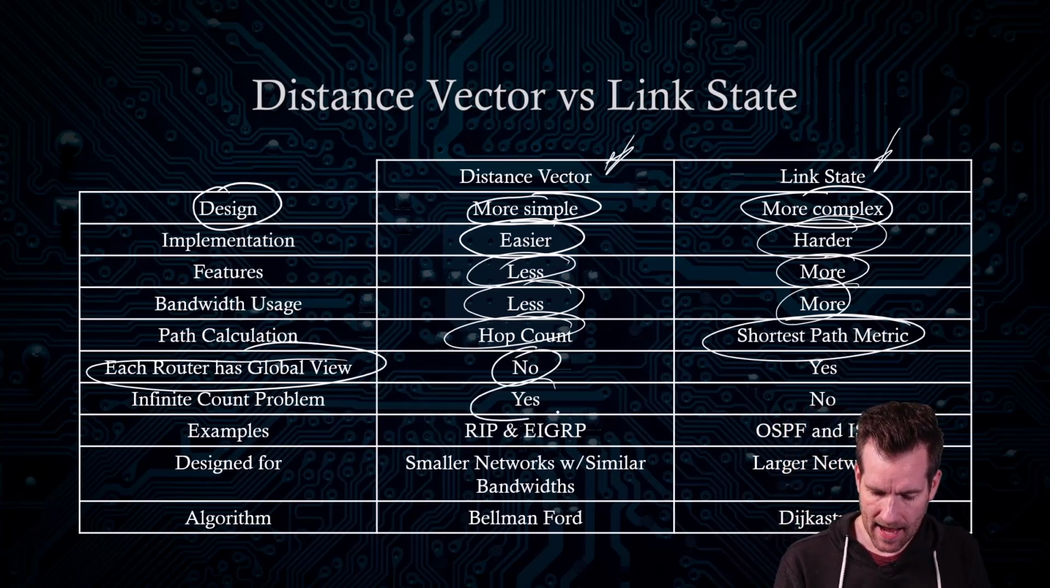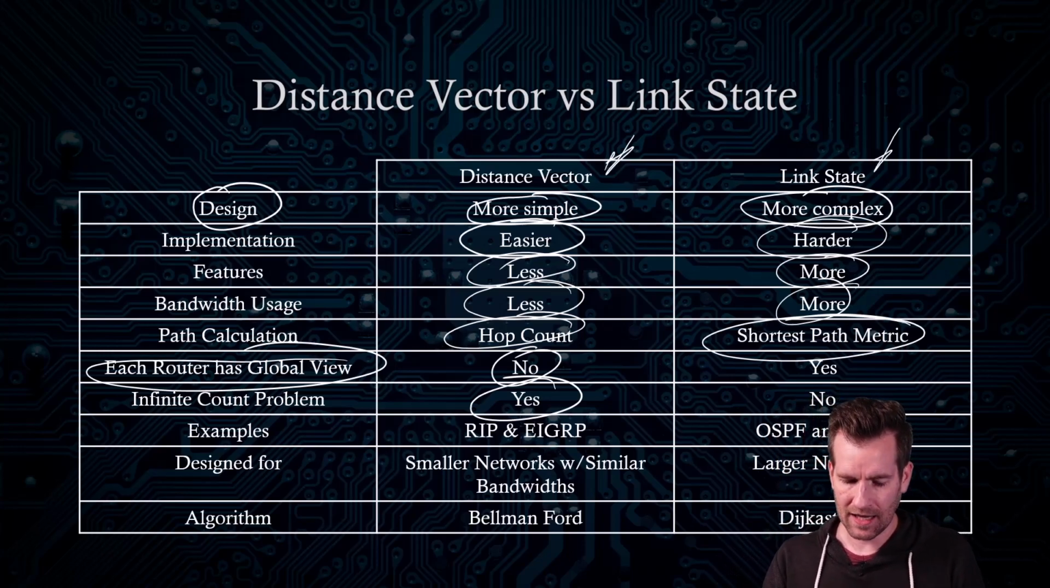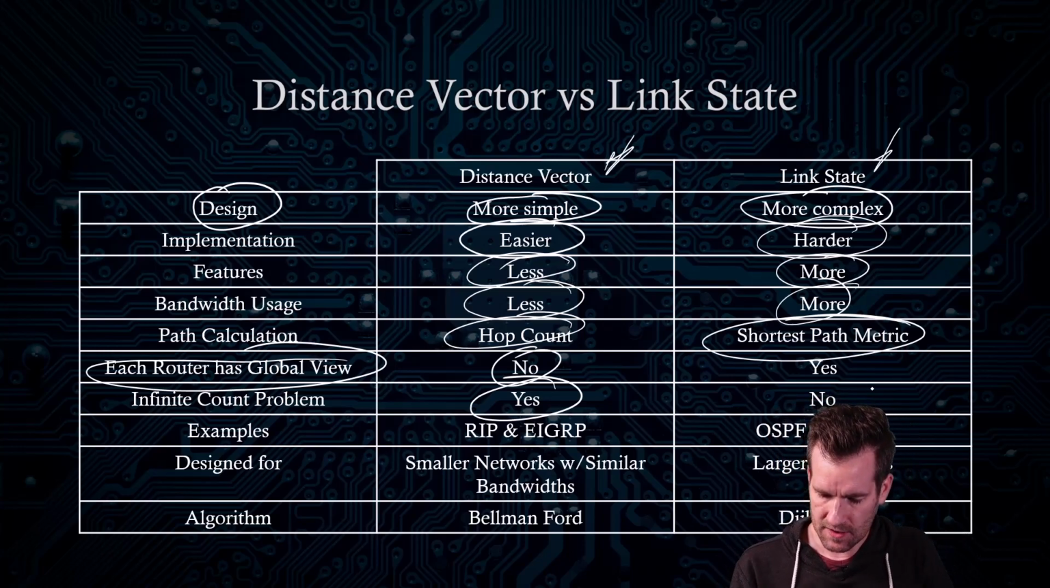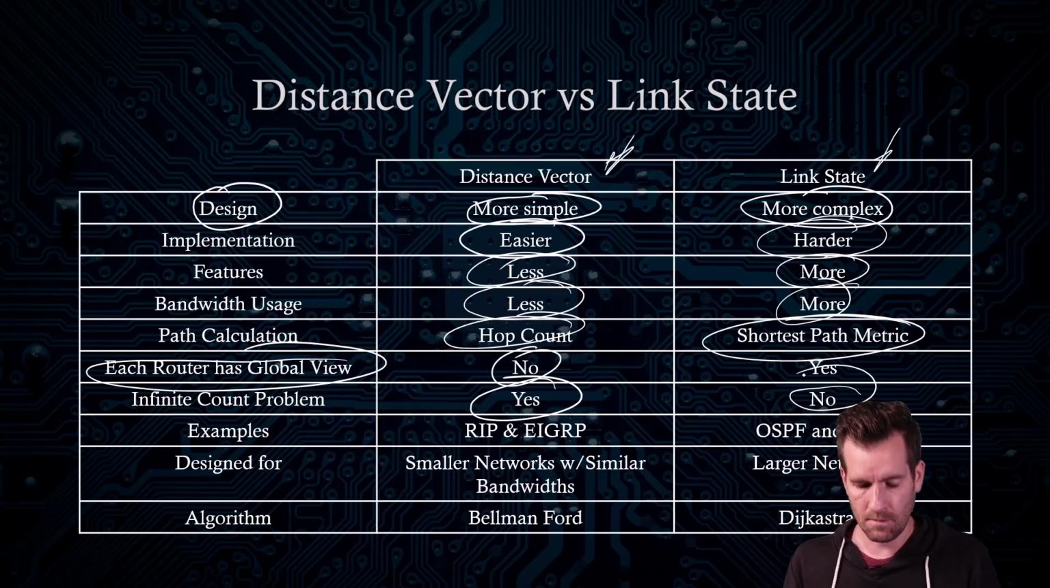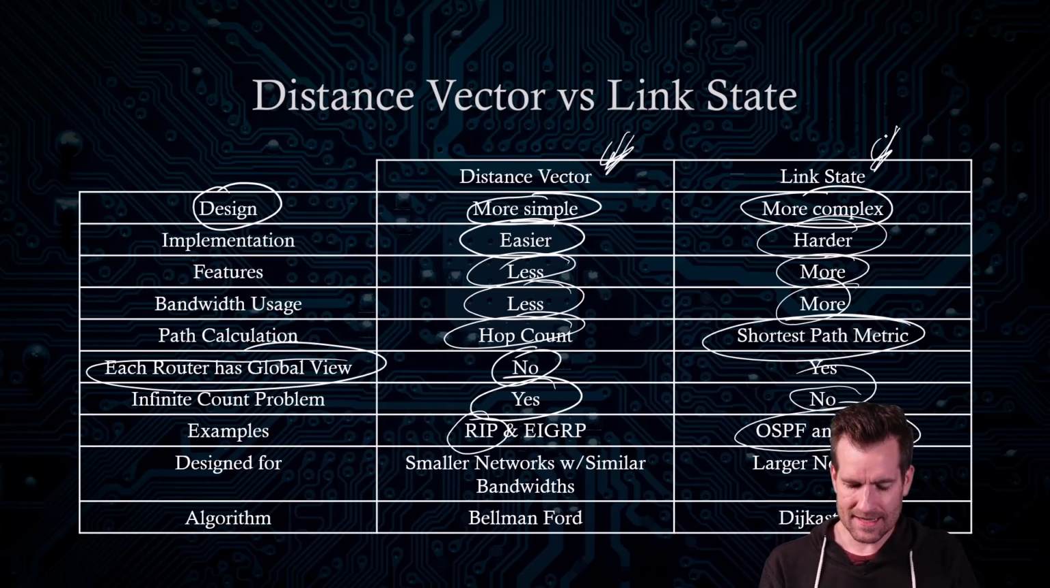The infinite count problem. So this can have routing loops when it comes to distance vector, versus link state can deal with those a little better. As some examples, RIP is an example of a distance vector, OSPF and IS-IS are examples of link state. Notice I left EIGRP out.